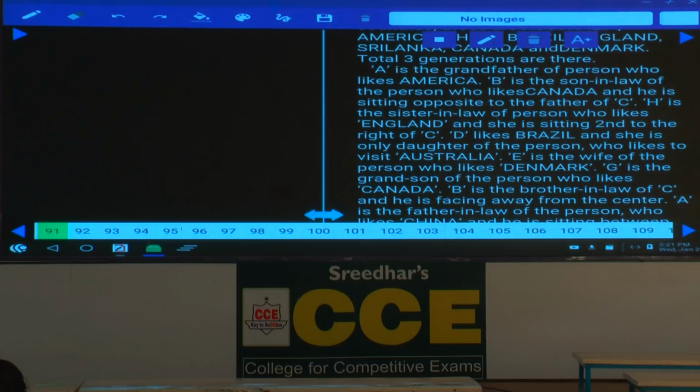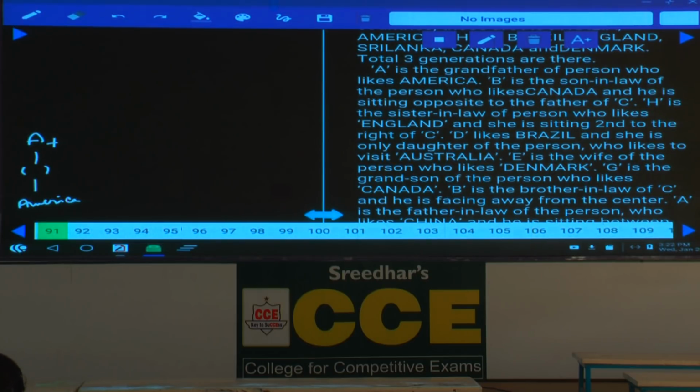A is the grandfather of the person who likes America. Now A is the grandfather of whom? The person who likes America. Hence A must be in the first generation, and the person who likes America must be in the 3rd generation.